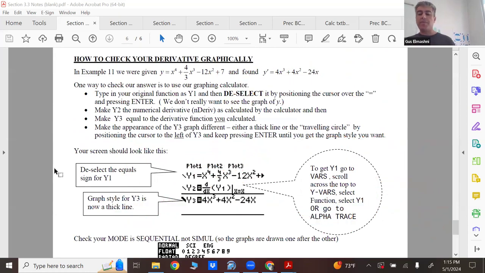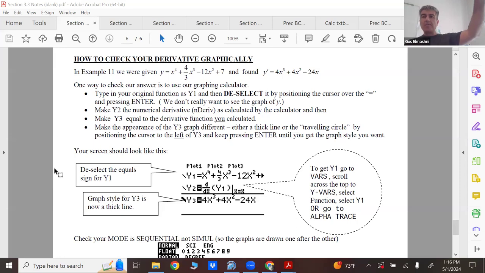How do we know we've done our derivative correctly, right? So here you've got the original function, x to the fourth plus 4 thirds x cubed minus 12x squared plus. We actually saw this earlier. The derivative now we know is 4x cubed plus 4x squared minus 24x. But how do you know you got it right? If you take a test, what if I give you a really nasty one, and you don't know if you got it right or wrong? Here's how you can verify your work.